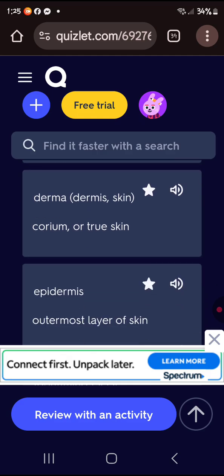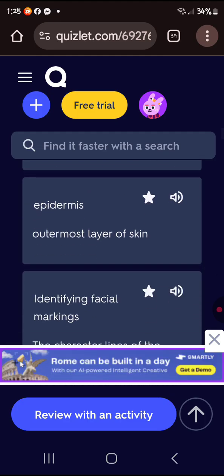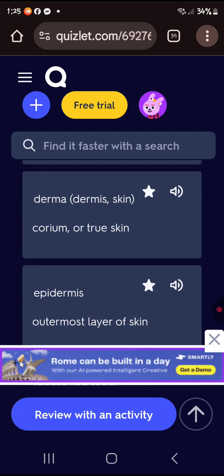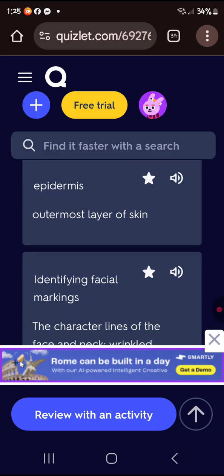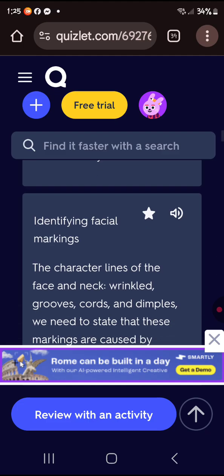Derma, dermis, skin is the word for corium or true skin. Corium, true skin. I guess we have fake skin too. Who knows? Epidermis is the outermost layer of skin.